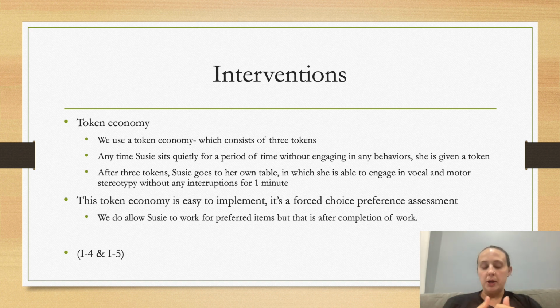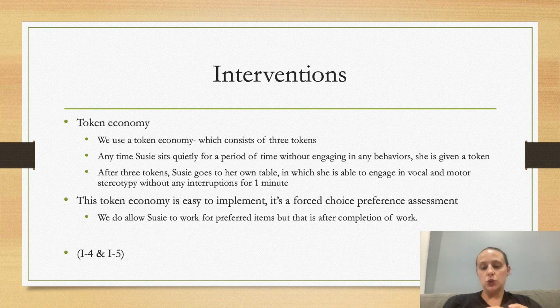This token economy is very easy to implement. We all got trained in it, but it does not have a set time for Susie to be quiet. So if Susie's having a hard day and can only sit quietly for 10 seconds, you can give her a token then. Or if she's having a better day and can sit quietly for a minute, you can give her a token then. So it fluctuates on time, just depending on how Susie is doing.